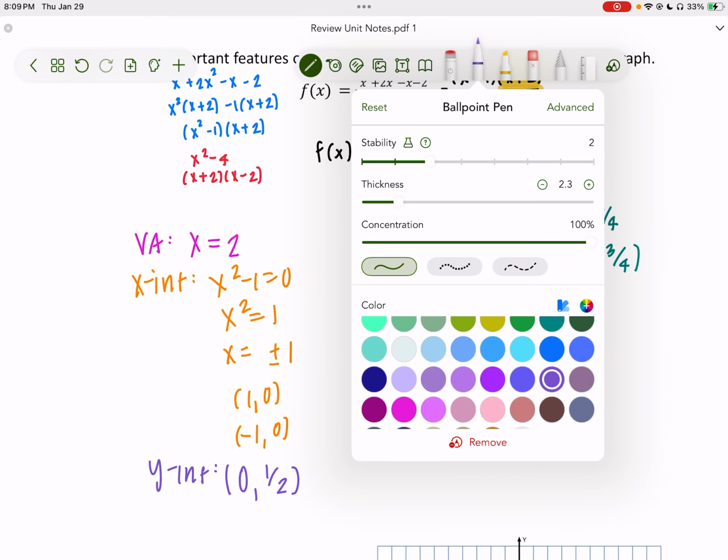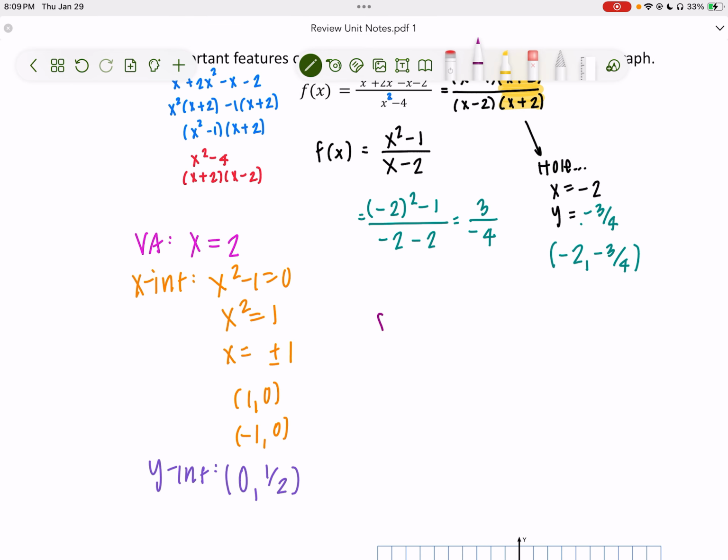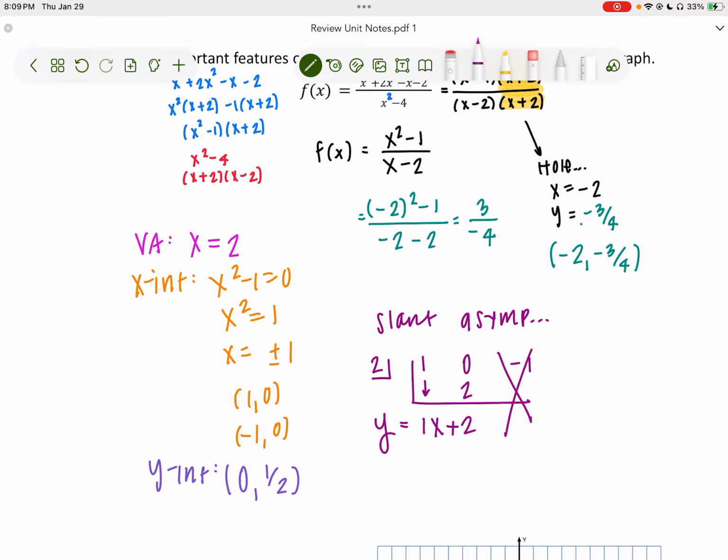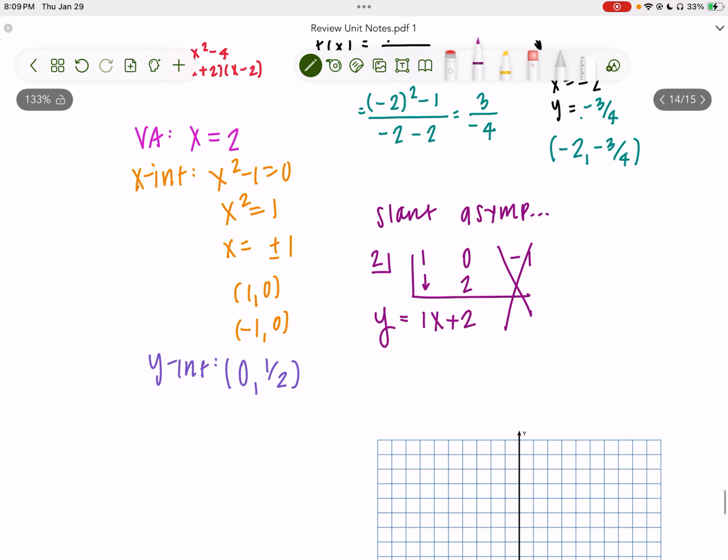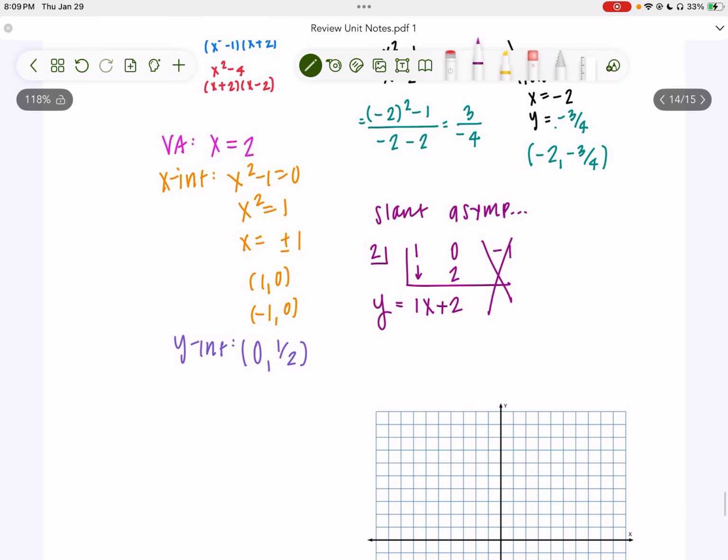And then finally, we'll do our slant asymptote. So in our box is going to be the 2. In the rectangle, we have 1, 0, -1. Again, we don't have a middle term, so we want to show that with a 0. Bring down the 1, multiply, and add. The third column doesn't matter. So our slant asymptote is x plus 2. Now we have everything we need, and let's graph it.